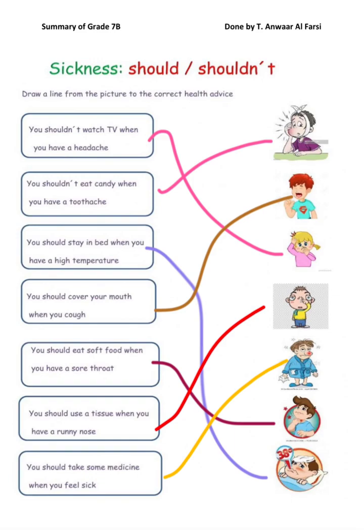Have you got your answers? Well done. The third one was, you should stay in bed when you have a high temperature. You should cover your mouth when you cough. You should eat soft food when you have a sore throat. You should use a tissue when you have a runny nose. You should take some medicine when you feel sick.